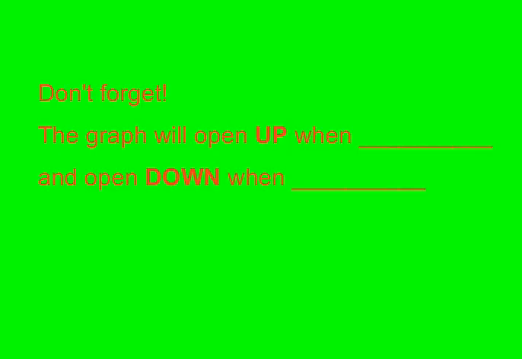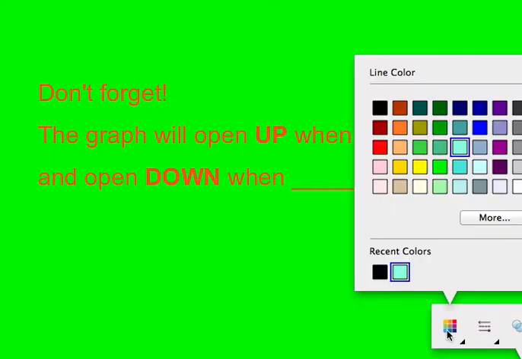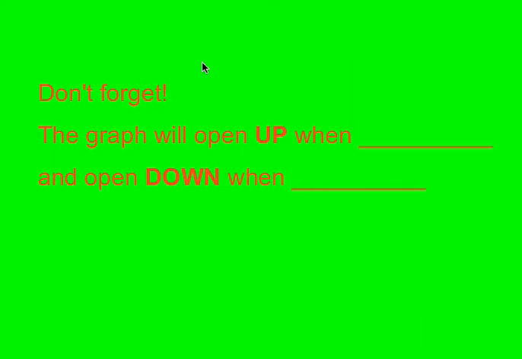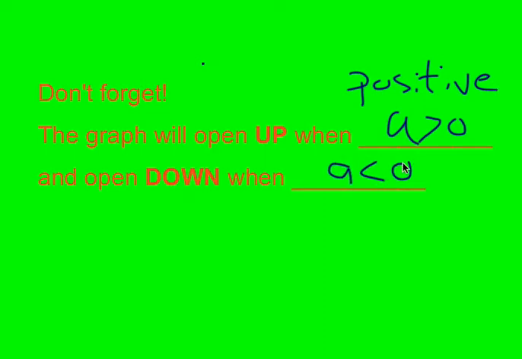Let's take a look at a couple things you need to remember. The graph is going to open up when A is positive. So when A is greater than 0, the graph will open up. If A is less than 0, or A is negative, it's going to open down. That way you can check whether you've graphed it correctly, because you can tell if the graph is opening up or down.